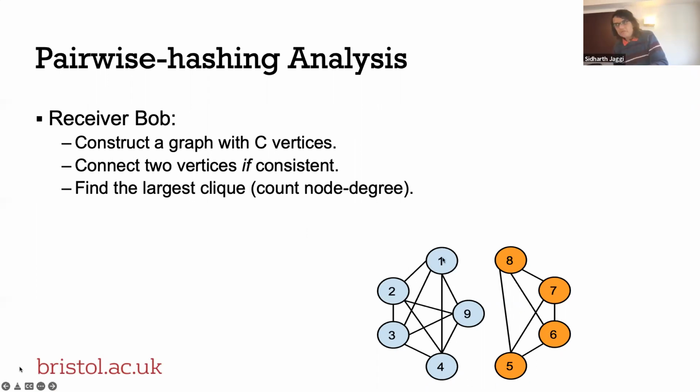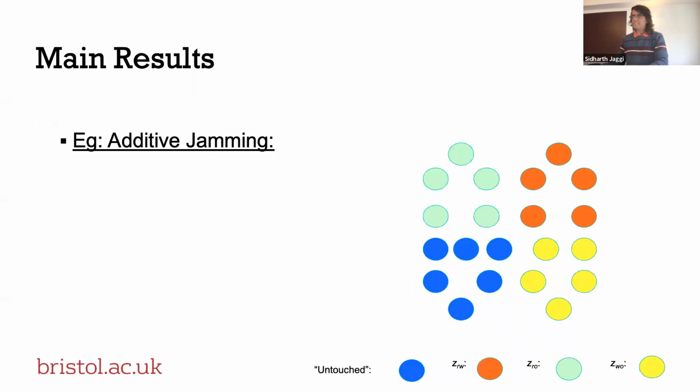Generally speaking, finding the largest clique is an NP-hard problem, but for this particular problem, you can show that it's easy because for the correct clique, it basically just comes down to counting the node degree. There are some details here which I won't dive into, but basically it's computationally easy.